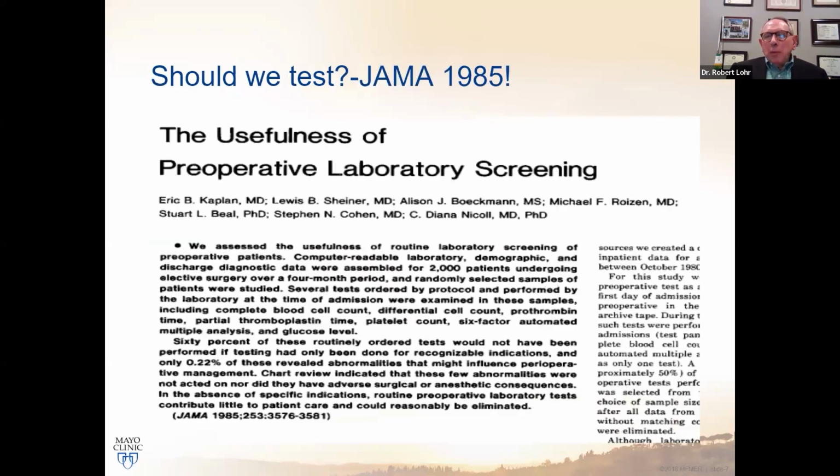Well, this is not a new problem, and this is too small for you to read. I understand that. But the point is, this appeared in JAMA in 1985, which is likely before many of you were born. I was born then, however. But even back then, in this retrospective review, they found that 60% of the routinely ordered tests would not have been performed if testing would only have been done for recognized indications, and 0.22% revealed abnormalities that would really make some difference. So it was recognized a long time ago that we probably overtest when we are doing preoperative evaluations.